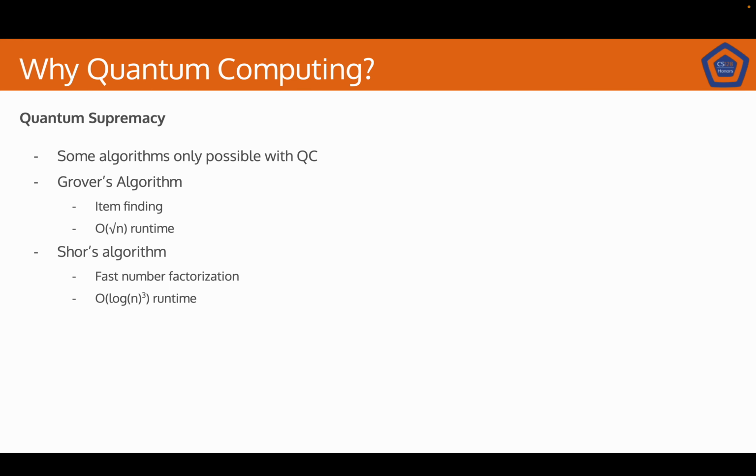So, why quantum computing? Quantum supremacy is the idea that some things are only possible using quantum computing. For example, some algorithms are designed for quantum computers and have benefits over classical computers. Grover's algorithm, for example, is an item finding algorithm that finds items in big O of square root n runtime.